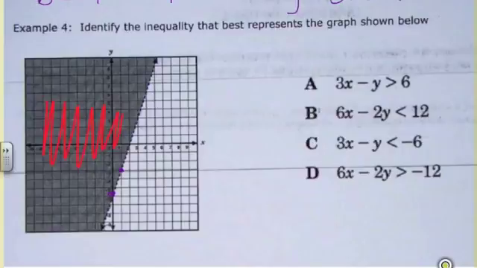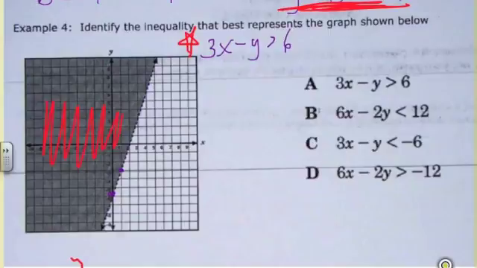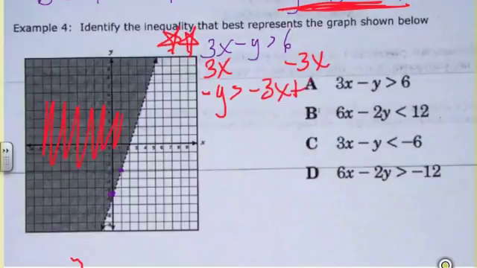Carlos, bring me the cards. Alright. For y, what's the first thing that I should do? AK, how do I solve this one for y? Good. Minus 3x, both sides. So negative y is greater than negative 3x plus 6.